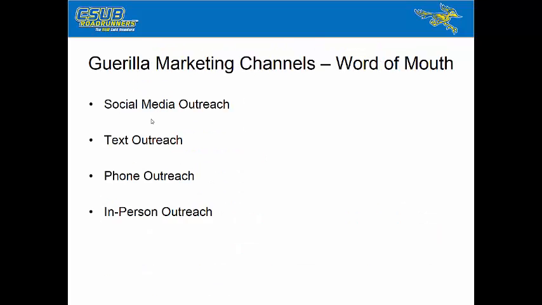Guerrilla marketing channels. For word of mouth, there's basically four sub-elements of the word of mouth campaign. Social media outreach, which basically involves posts on Facebook, on Twitter, on LinkedIn, forwarding information from among your friends and their friends and their friends to get the word out about your product or service.